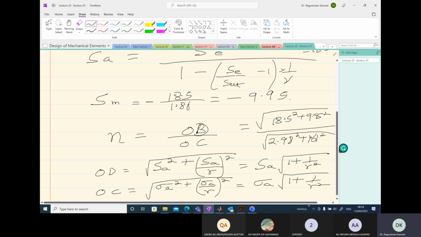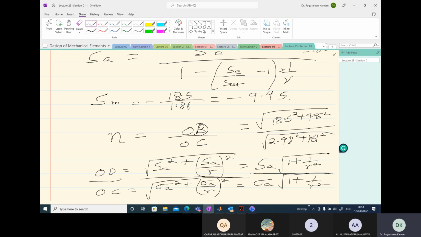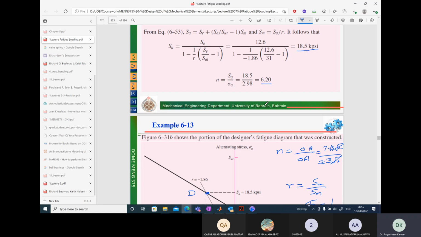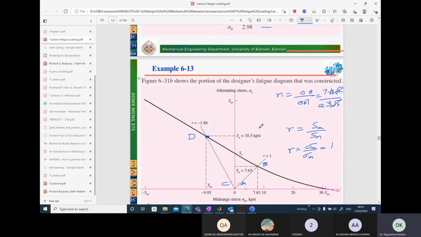So OD over OC, if we divide these two quantities, we can clearly see we have a common factor which can be taken out, and it can be written as SA over sigma A. So by taking this ratio also you can calculate the factor of safety N, and we get 6.2, which means we are well within the failure envelope and no failure takes place.